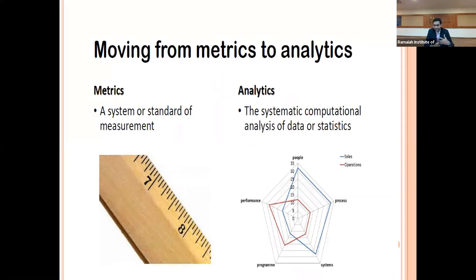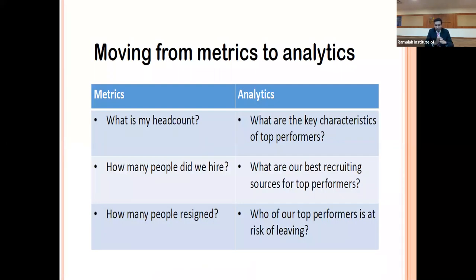But coming to the analytics side, let's have a look. What are the key characteristics of top performers? Which means we have to take two or three important metrics here. The first metric is, who are all the top performers? Second, we have to identify the key characteristics of the top performers. Maybe the top performers and their educational background, which institution they studied at. What about the top performers and their personality level?